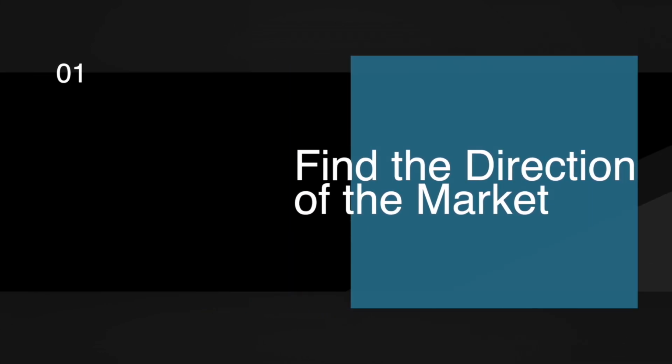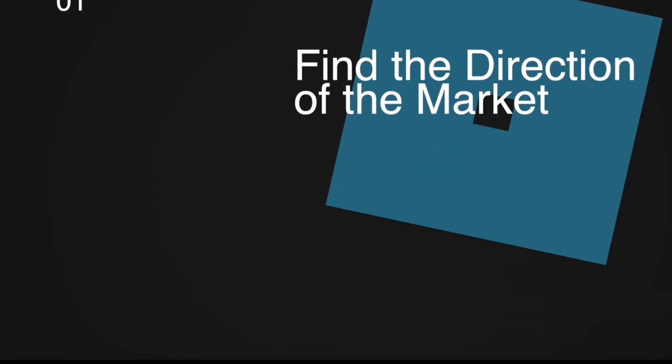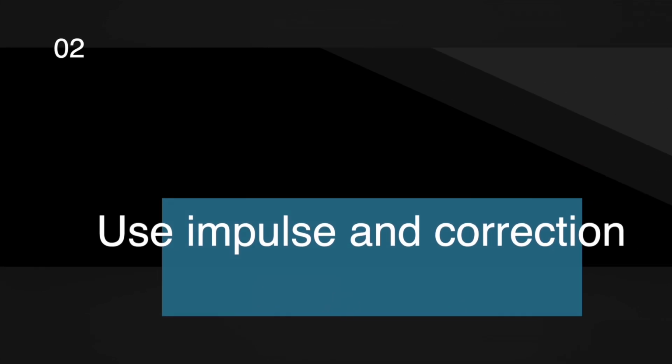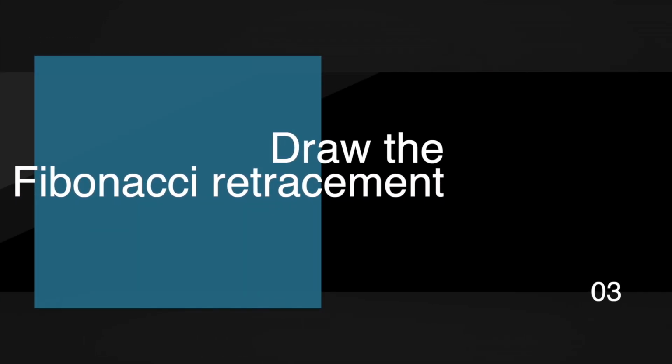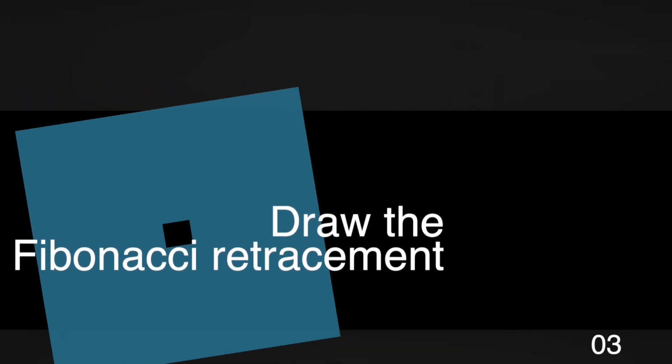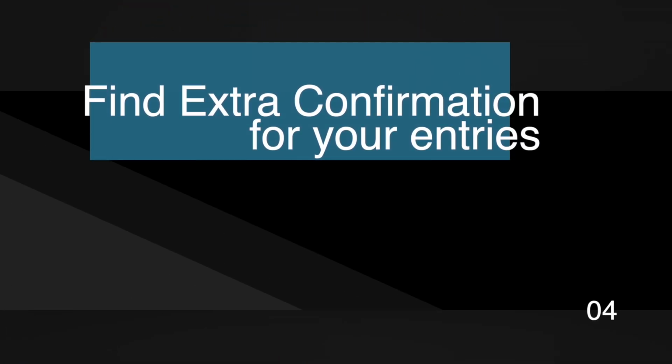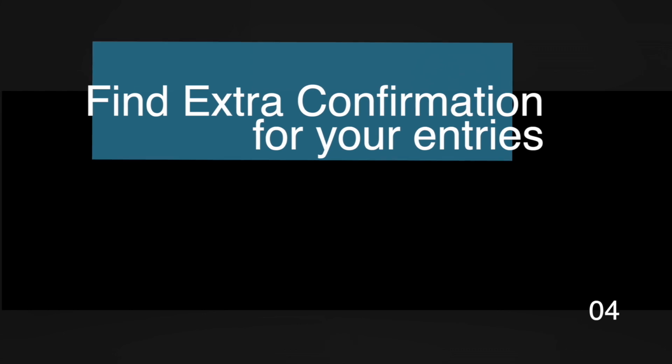There are 4 steps to this strategy. The first step is to find the direction of the market. The second step is to find what the price is trying to do using impulse and correction. The third step is to draw the Fibonacci retracement, and the fourth step is to find extra confirmations for your entries. So let's start with the first thing.